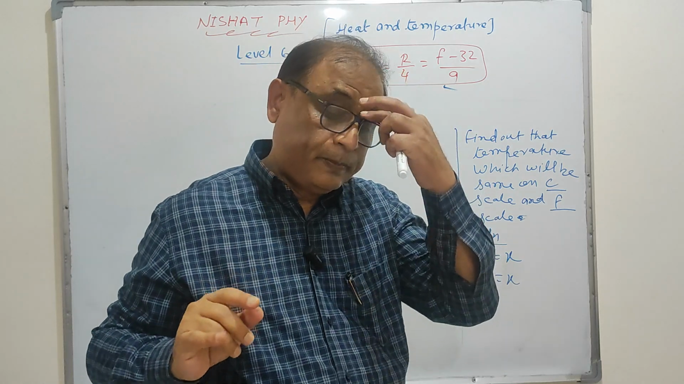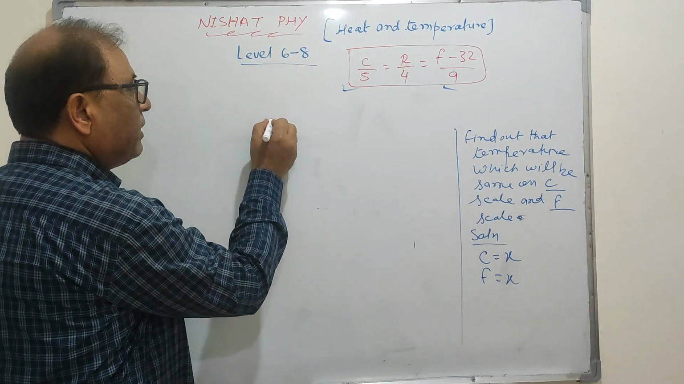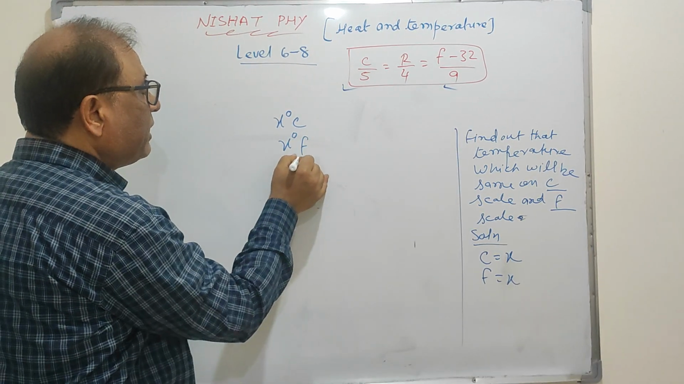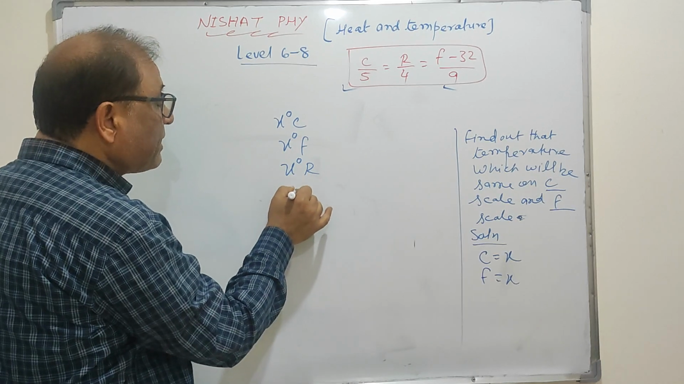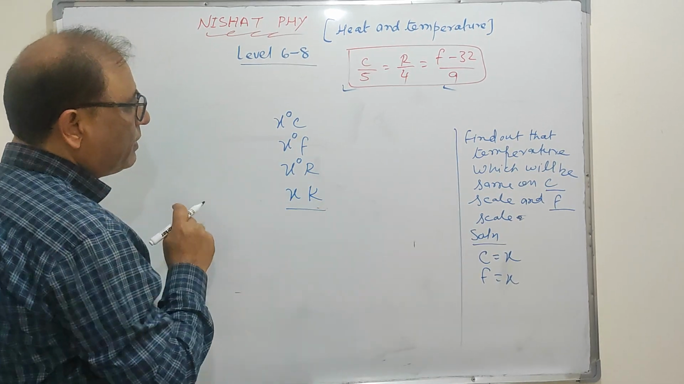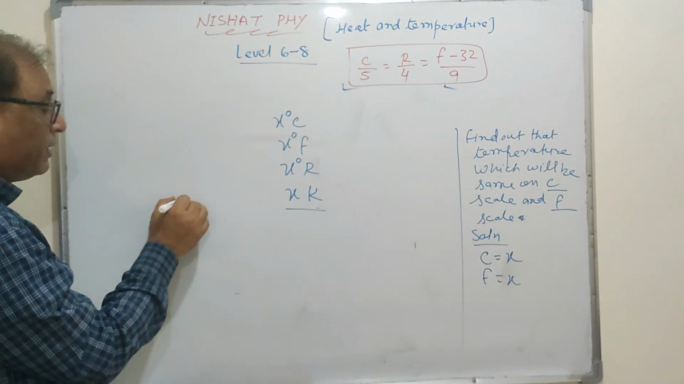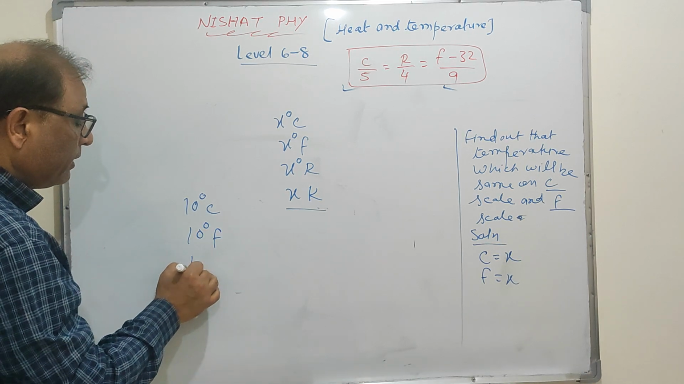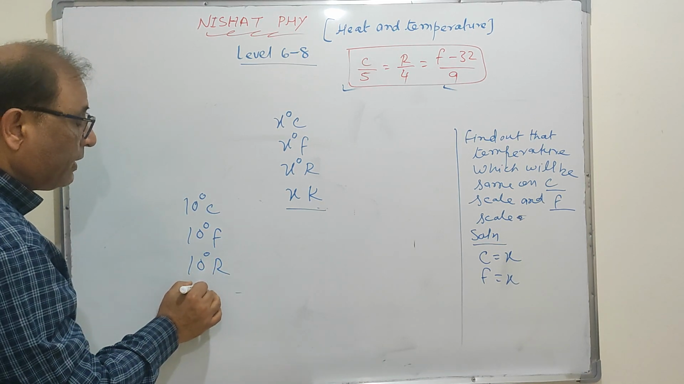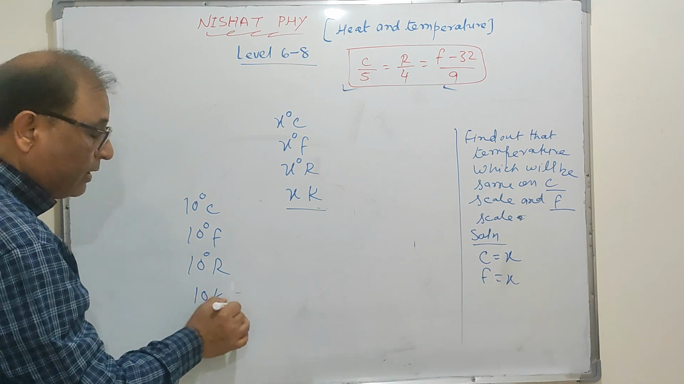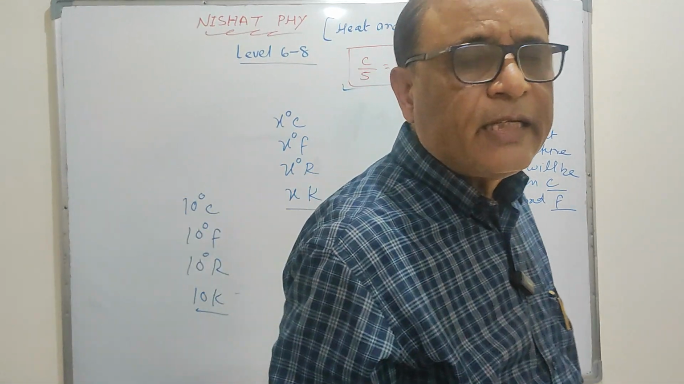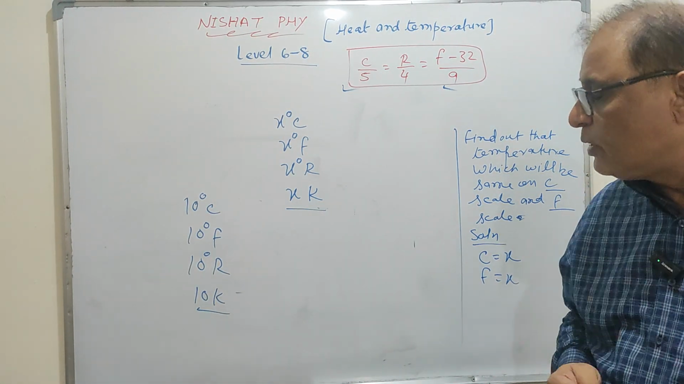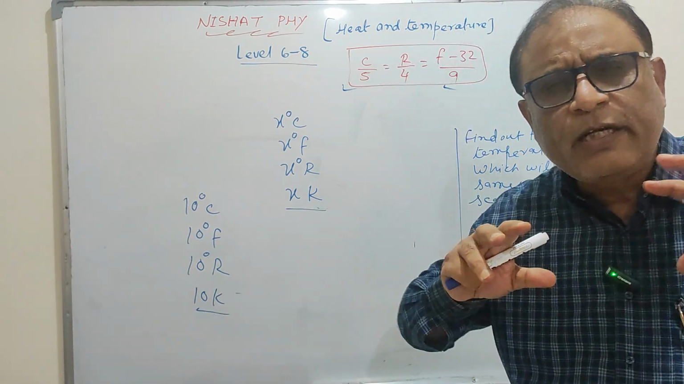One thing I am discussing. When you write temperature, X degree C, X degree F, X degree Roman, but for Kelvin, X Kelvin, XK. Suppose writing 10 degree C, 10 degree Fahrenheit, 10 degree Roman, but 10 Kelvin. Here see, my dear students, that in Kelvin there is no degree, but in all three we have degree. Do you know why? Because this Kelvin is totally different.